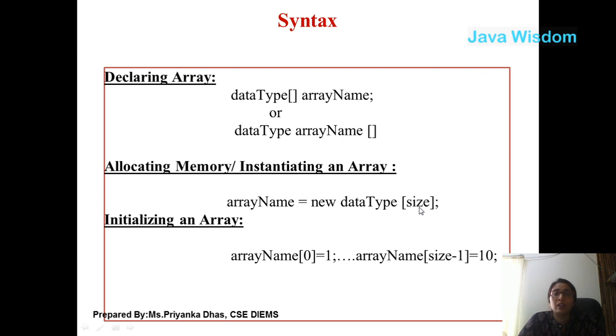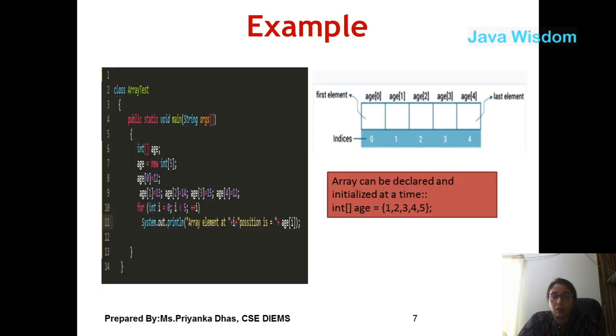square bracket you are mentioning the size of an array, how many elements you are going to store, 4, 5, 10, whatever. This is what allocating memory is. Now these first two concepts we will see in a program. You just see this code.